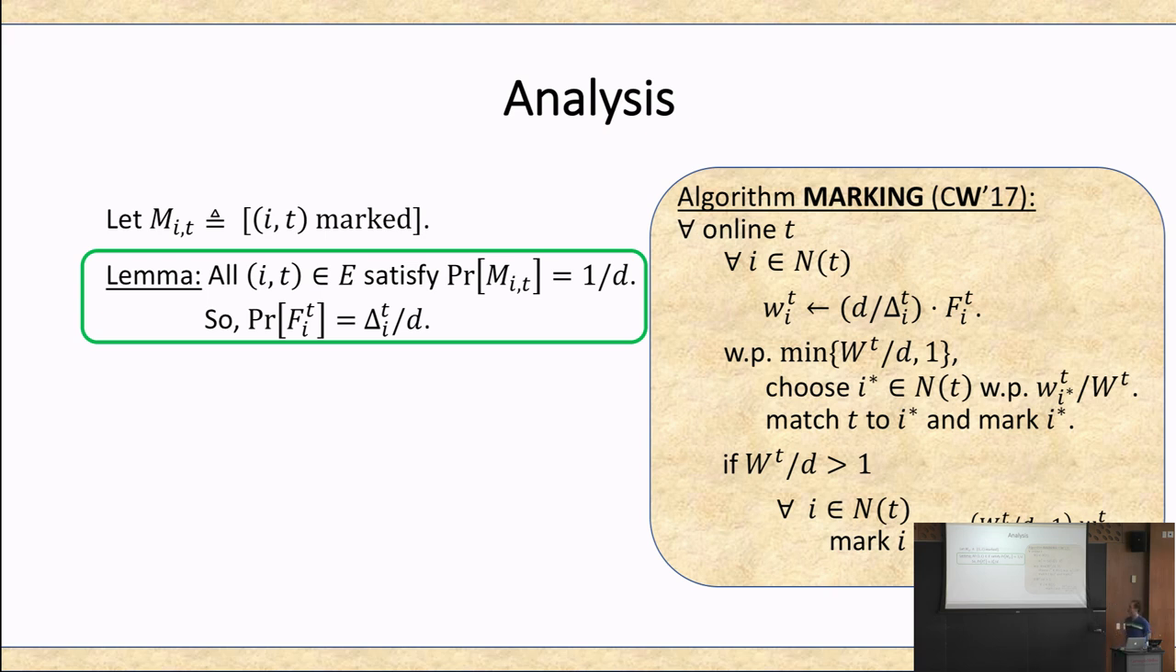Sorry, I'm a little confused. When you mark at stage t, when you mark I, that means you mark the edge IT. I mark the edge IT. Okay. Also the vertex, I guess.